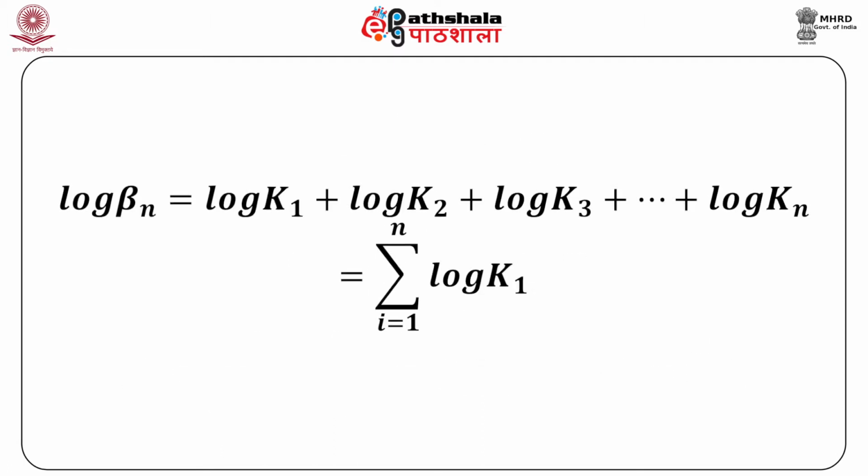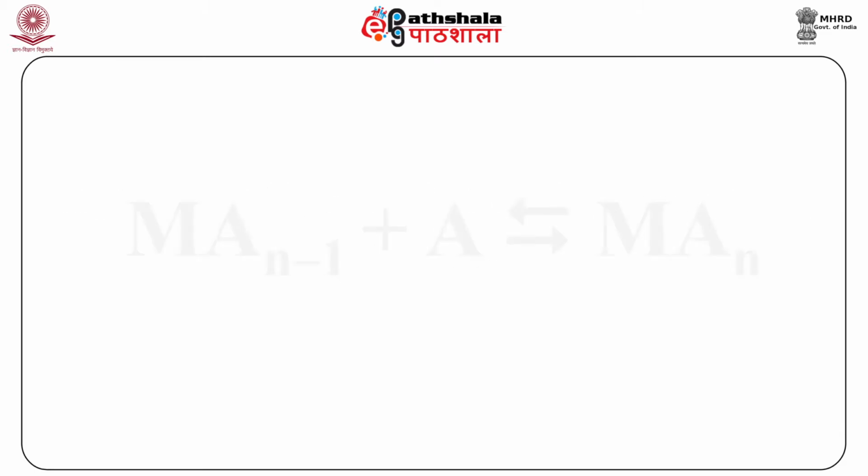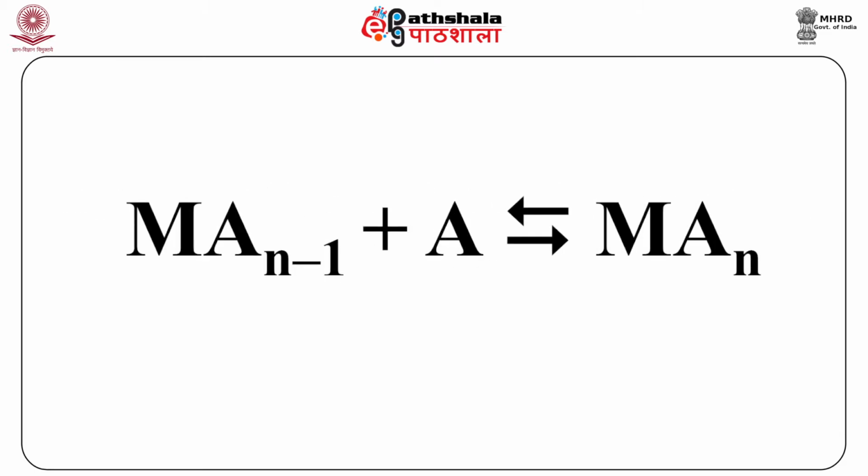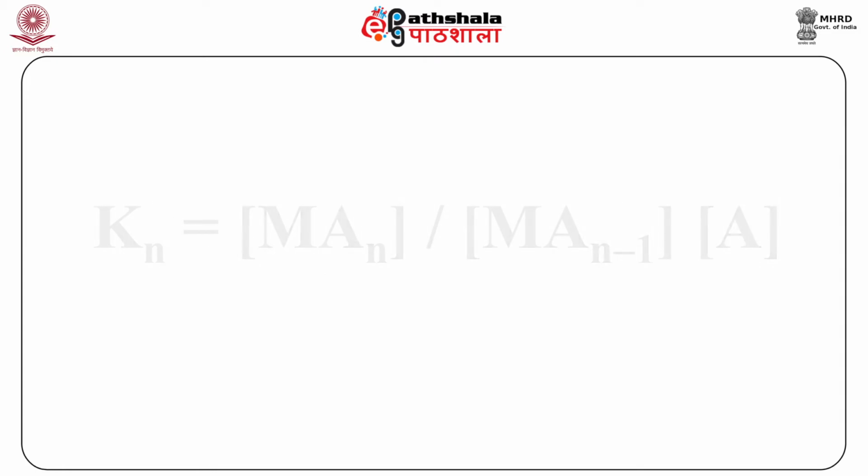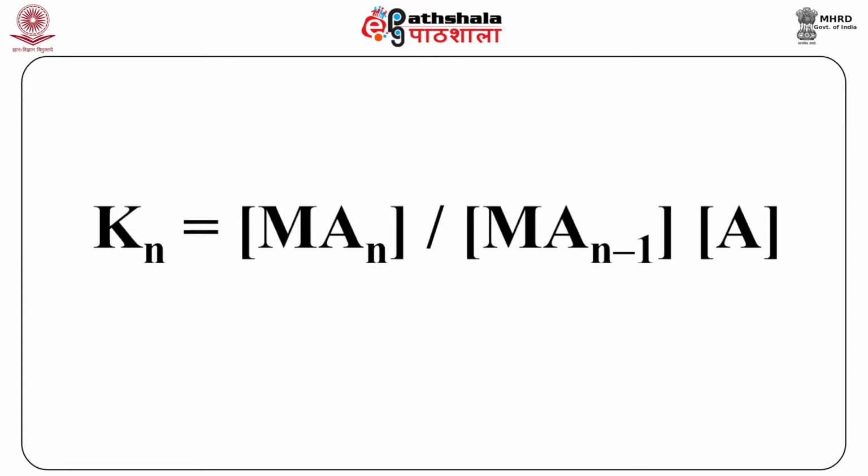Log beta n is equal to log K1 plus log K2 plus log K3 up to log Kn, which is equal to the summation of log Ki from 1 to n. The formation of complex MAn is written as MAn minus 1 plus A giving MAn, with the stepwise stability constant Kn defined as Kn is equal to the concentration of MAn divided by the concentration of MAn minus 1 into the concentration of A.